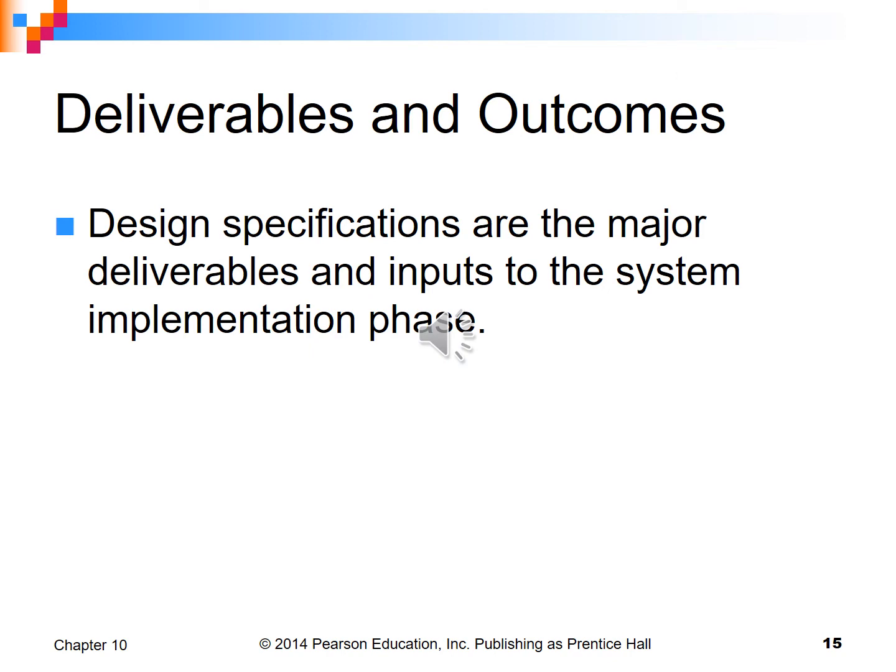Well, what is the deliverable and outcome of this one? Of course, design specifications are the major deliverable and input to the system implementation phase. Because we take the deliverable from this phase and we go to the next phase, which is the implementation. So the outcome here is the forms and reports, the ones we are going to use in the program.